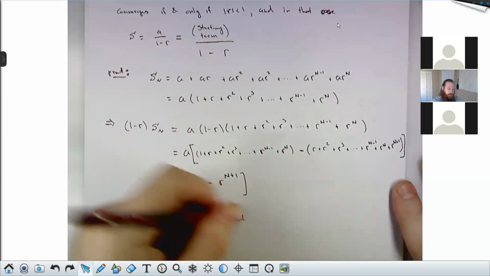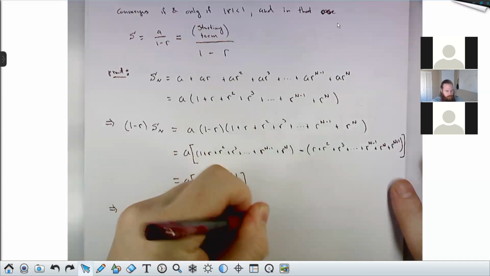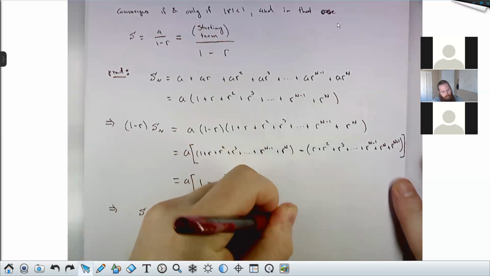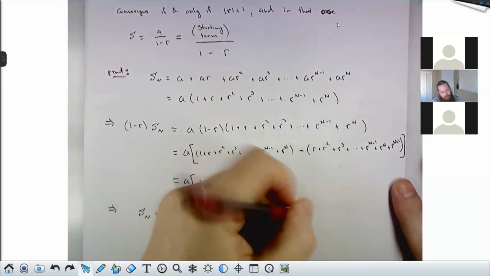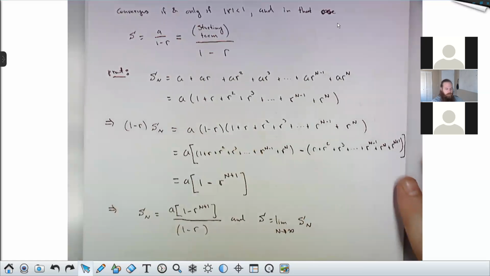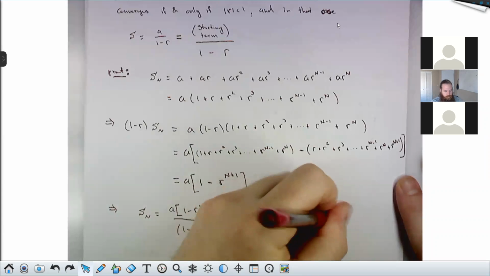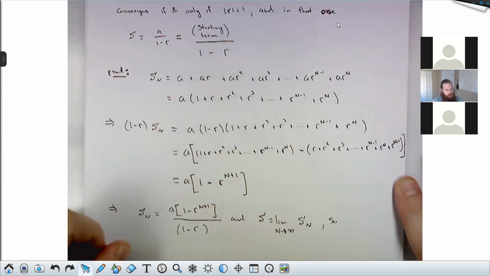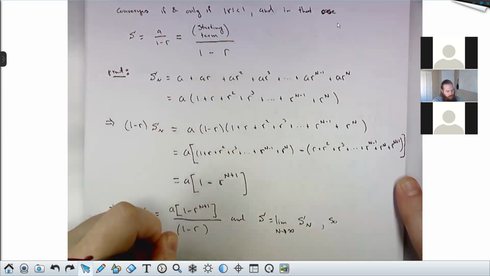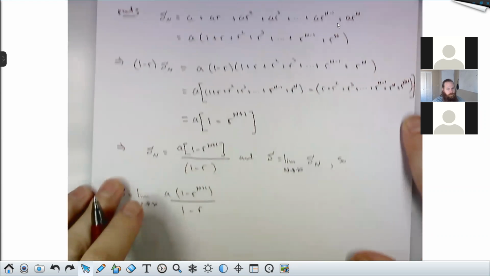And recall that the full infinite series, S, is the limit as n goes to infinity of Sn. So here, S is the limit as n goes to infinity of a times, I'll write the brackets as parens, 1 minus r to the n plus 1 divided by 1 minus r. We don't need the parens downstairs.